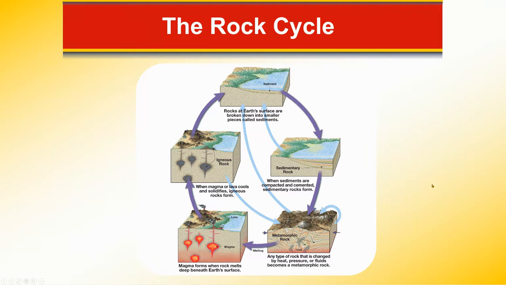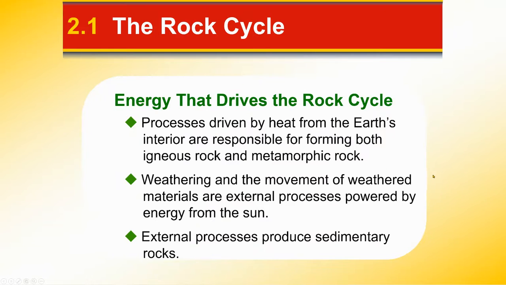All right, here's the rock cycle. Rocks at Earth's surface are broken down into smaller pieces called sediments. Then sedimentary rock is formed. We can get metamorphic rock, but this is what I really want to look at: the igneous rock. When magma or lava cools and solidifies, igneous rock forms. Now, this is always in process. Each one of these steps is active at all times. Okay, active at all times. We're going to look at the igneous rock right now.